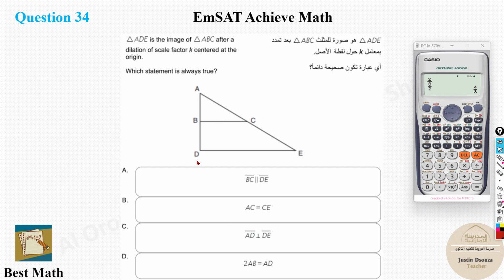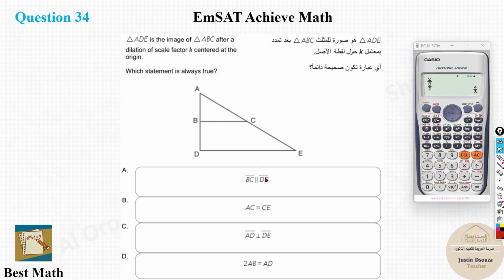Let's see. AD is perpendicular to DE. The line AD is perpendicular to DE. Interesting. But we can't 100% say that, because this is dilation. We have not been told what the angle is exactly, so the dilation doesn't impact that at all, to be very honest, so we can't say that. Whereas over here, AC equals CE, no, that is also wrong, because dilation can be anything, so the original image will be fixed, the other images keep on changing.